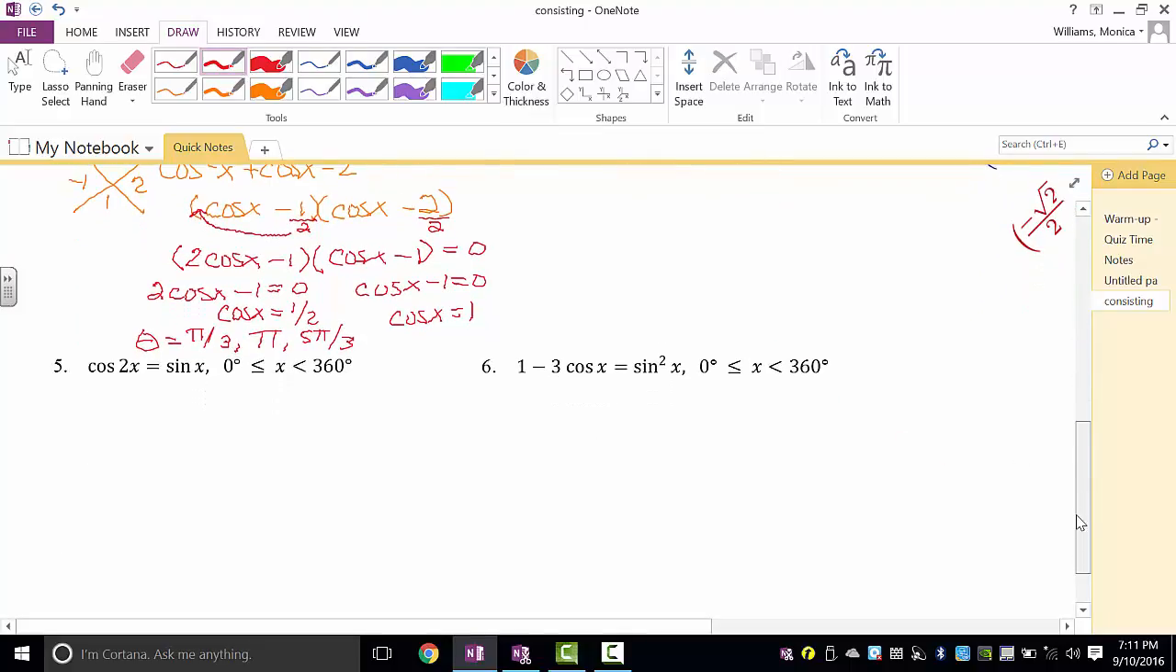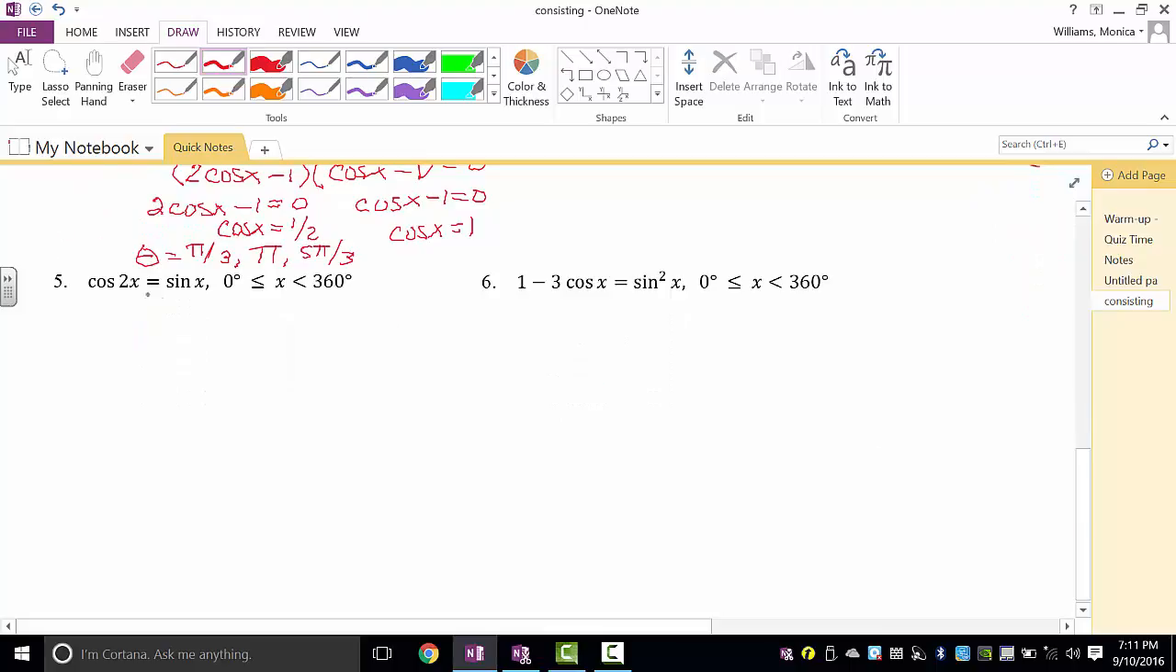Let's move down to number 5, because you also factor on number 5. Notice on number 5, we don't have the same two trig functions. When you don't have the same two trig functions, you want to change one of the functions in terms of the other. So if you look on your trig cheat sheet, you will see that cosine 2 theta can be changed to 1 minus 2 sine squared x. That is under the double angle identities.